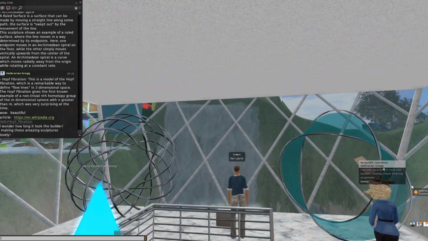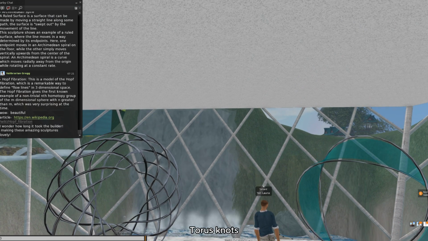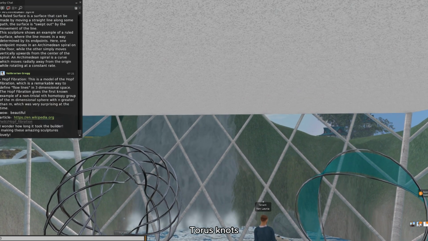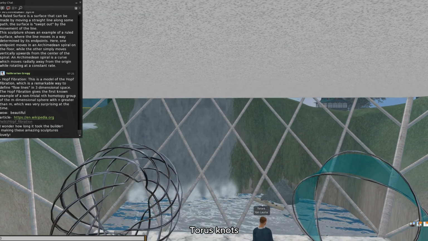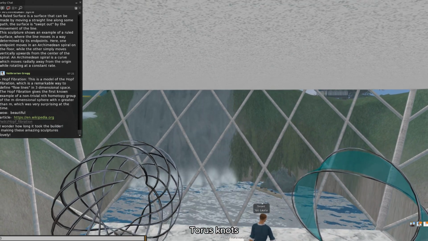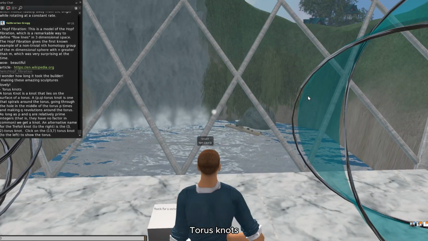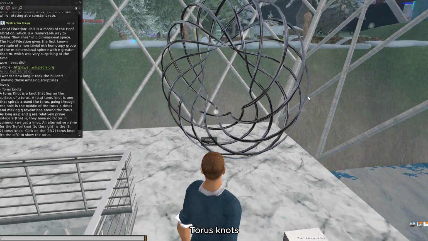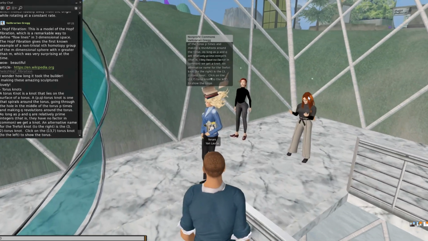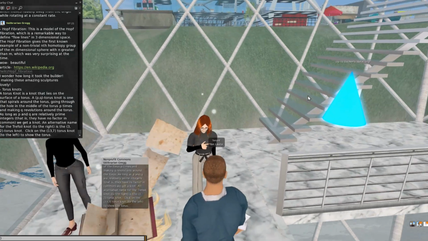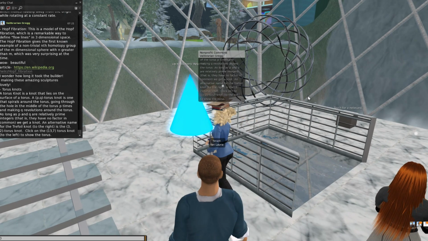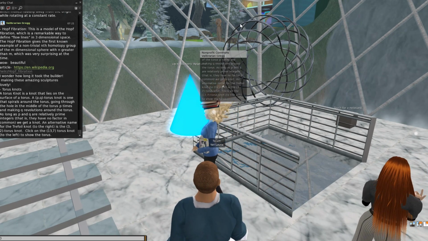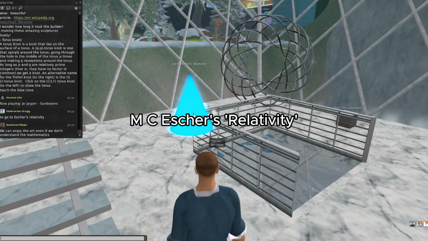Both are torus knots. A torus knot is a knot whose lines lie on the surface of a torus. A torus is a donut shape. And we touch this blue cone. Next, we will see Escher's Relativity.